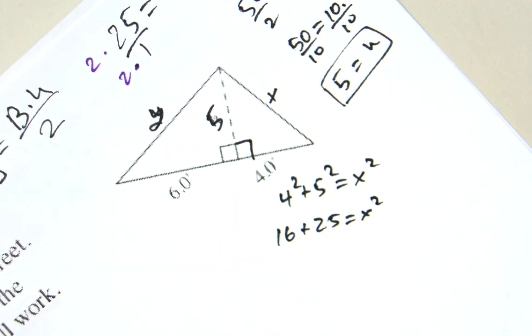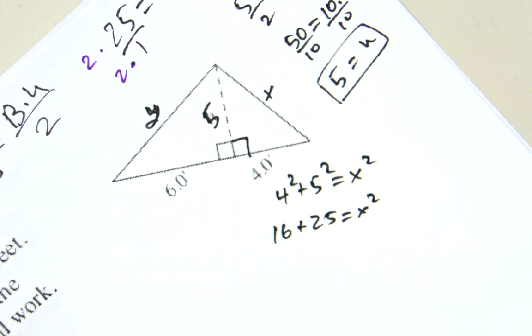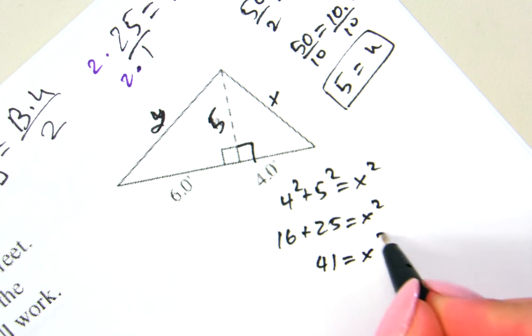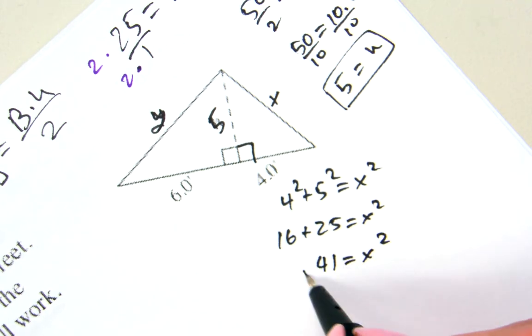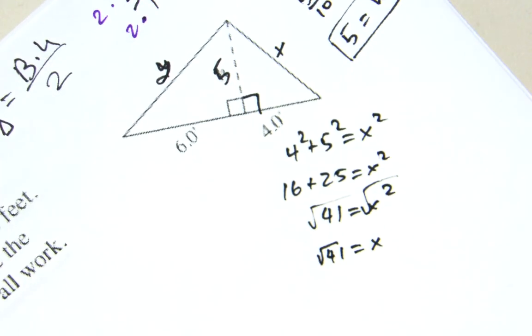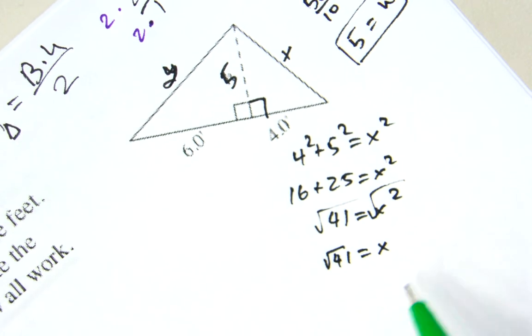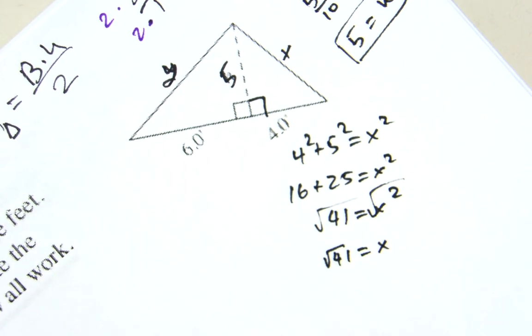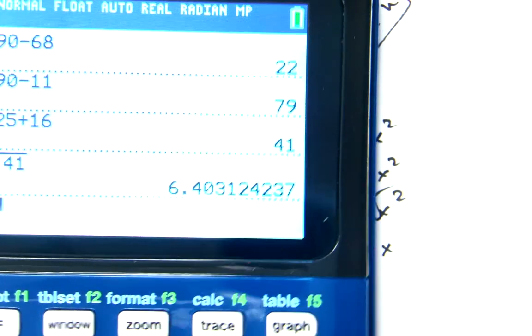I have no idea what 16 plus 25 is. There's no way. 25 plus 16, 41 equals x squared. Take the square root of both sides. So we have the square root of 41 equals x. Okay. All right. Not very informative, but, you know, it is what it is. Which is actually somewhere around 6.4, if you really wanted to know. Square root of 41 is around 6.4.